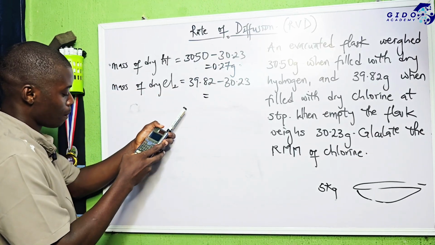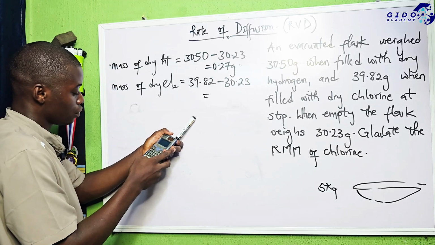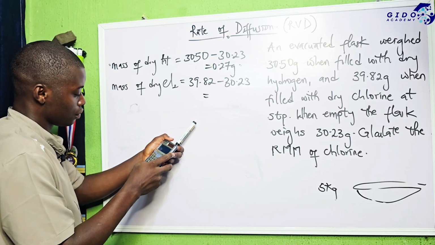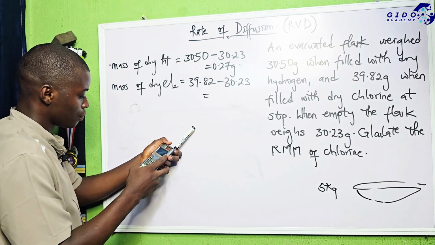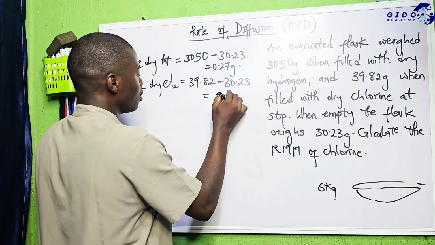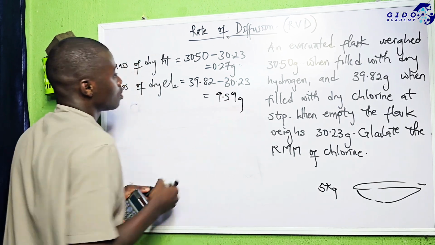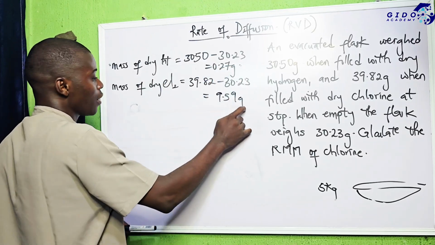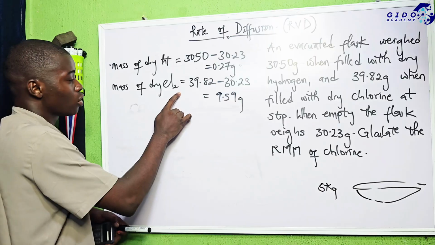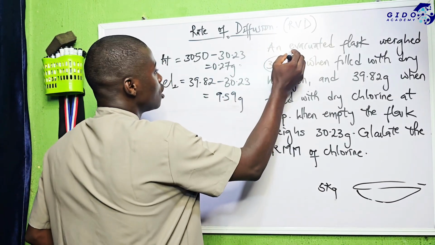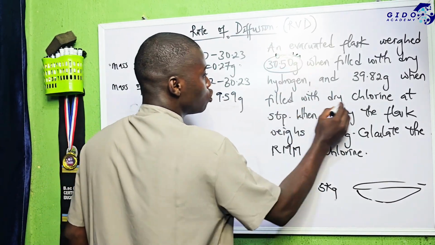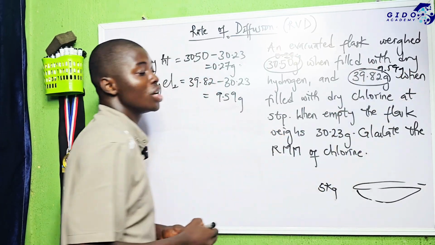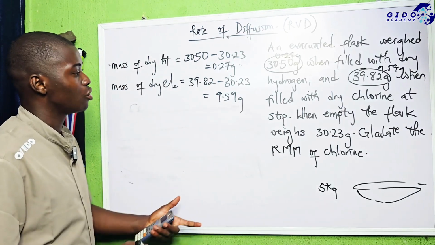The other part is 39.82 minus 30.23, which equals 9.59 gram. So that means what we have here is 0.27 gram of dry hydrogen and 9.59 gram of dry chlorine. That means this whole thing here should be changed to 0.27 gram, and here should be changed to 9.59 gram. That is the original weight of dry hydrogen and dry chlorine.